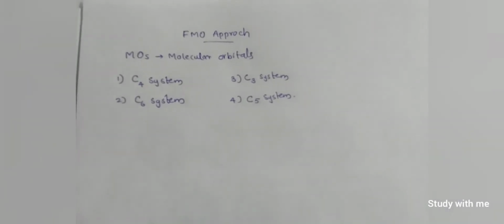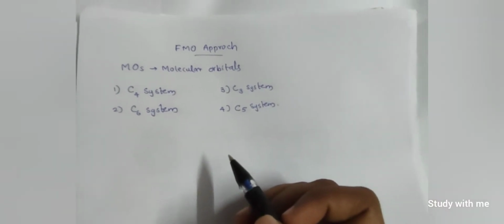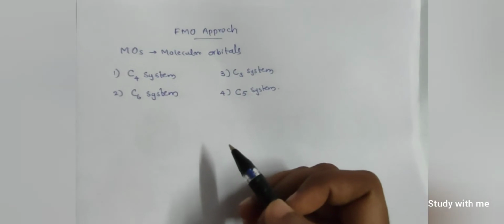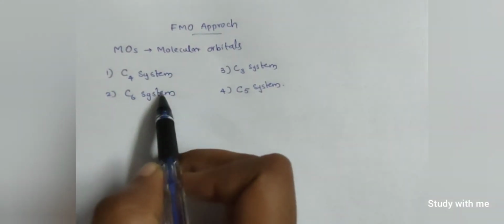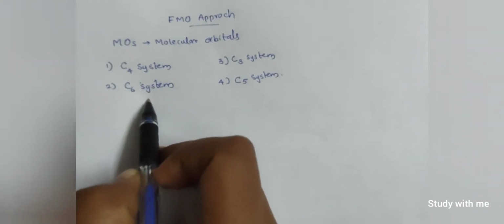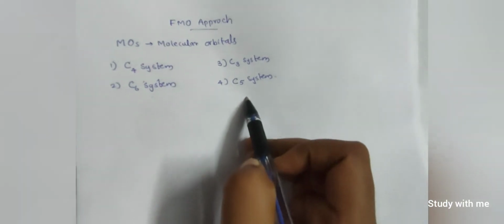So for studying the FMO approach, we have to know about the MOs, that is, molecular orbitals. There is a simple trick for studying the MOs. First, we will study the C4 system and then the C6 system, and after that we will go to the C3 system and then the C5 system.